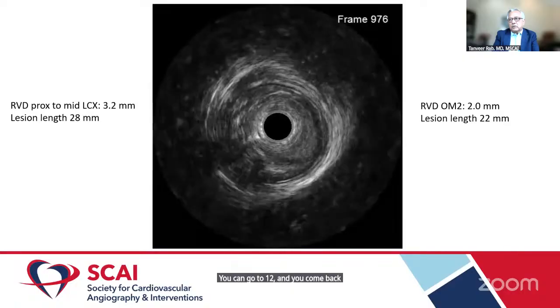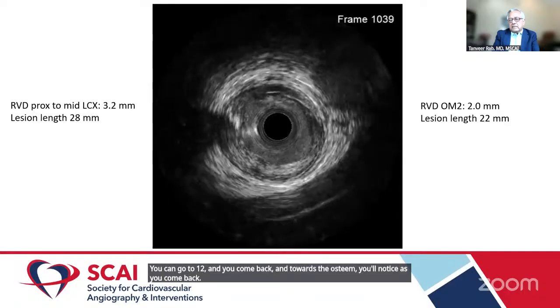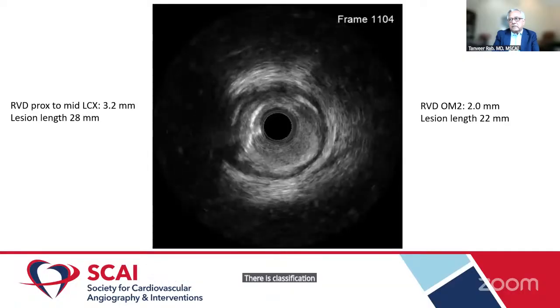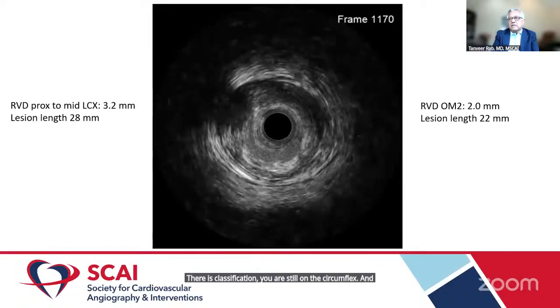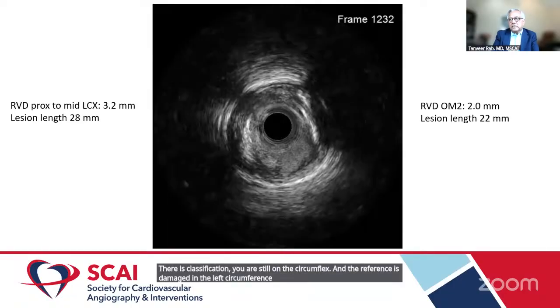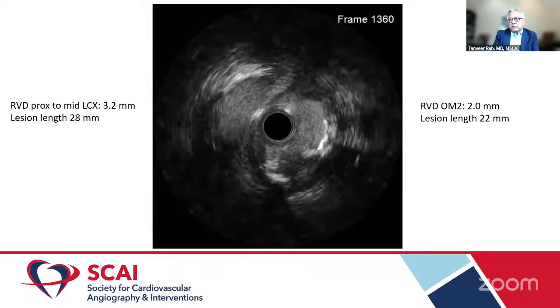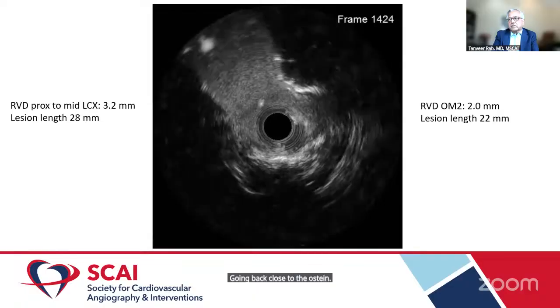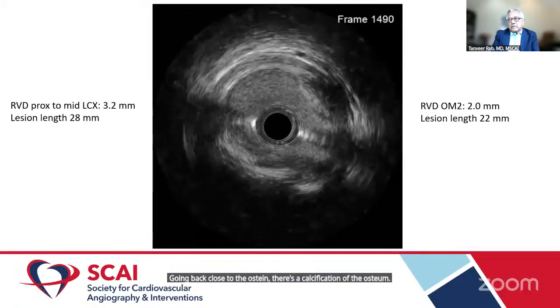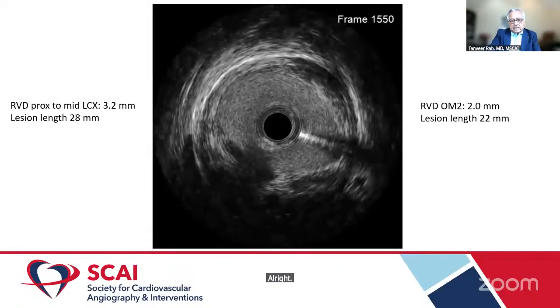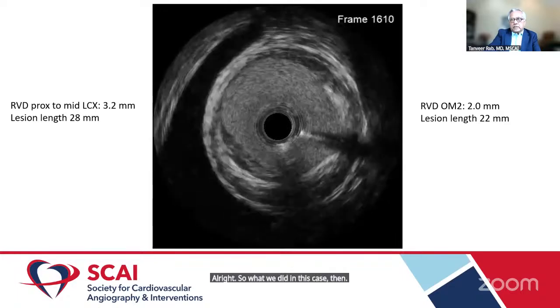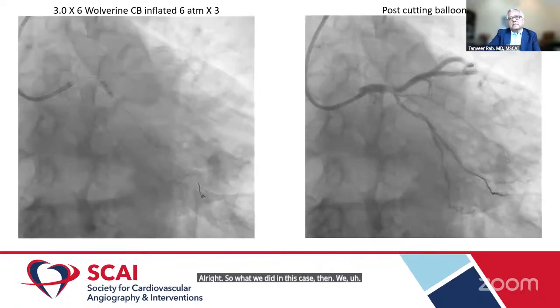And towards the ostium, you'll notice as we come back, there is calcification of the ostium of the circumflex. The reference diameter in the left circumflex was 3.2 with a lesion length of 28. Coming back to the ostium, there's the calcification of the ostium. All right. So what we did in this case then, the ostium was calcified.